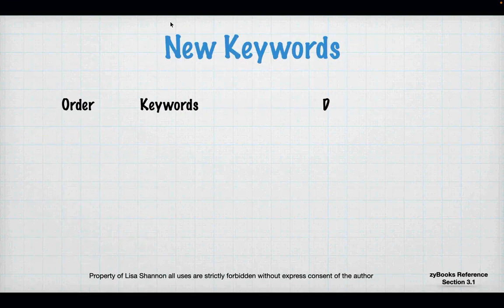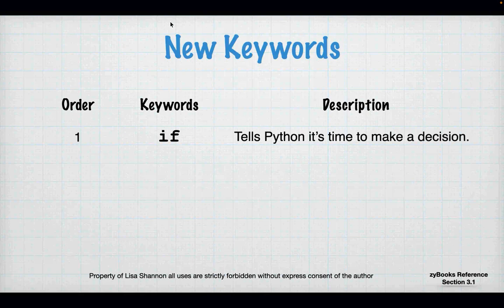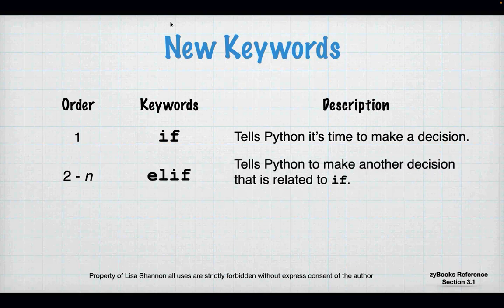So we have some new keywords. And in this case, keywords actually have an order. So order 1 is the keyword if. And the keyword if tells Python that you're about to ask it to make a decision. 2 through n, however many n is, I have written if-else statements. When I wrote a programming language, I think it was about 110 if-else statements. And this tells Python that you're going to make another decision, but it's going to be related to the first one. And we'll explain about that in a bit, but those two are related.